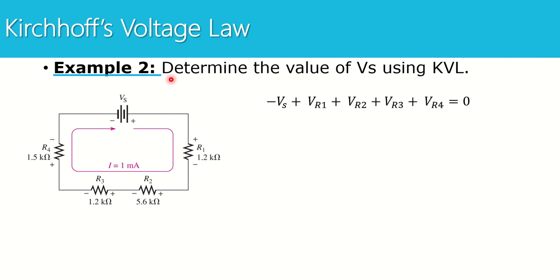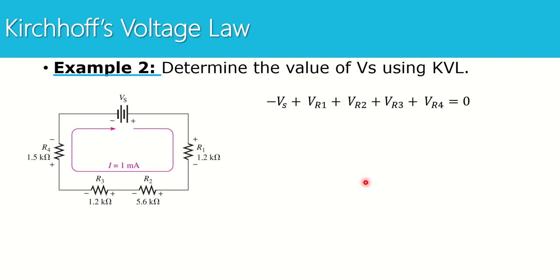So the first thing I'm going to do is write an equation for KVL. I'm going to start right here. I hit a negative sign first, so that's negative Vs plus the voltage for R1 plus the voltage for R2 plus the voltage for R3 plus the voltage for R4. I'm back to where I started, so I set that all equal to 0.